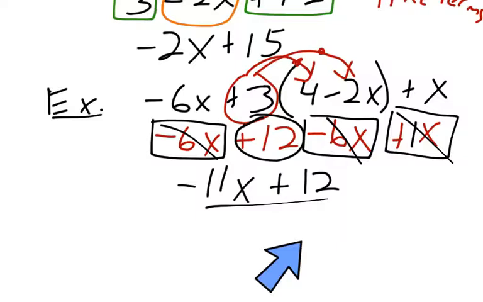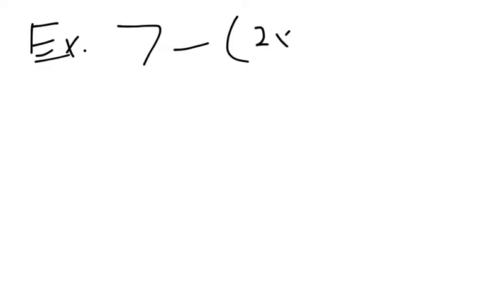All right, I would like to do a trickier one. And this is when you have a negative sign in front of a parentheses. So here's what I mean. Let's say you had 7 minus parentheses 2x plus 6 minus x.